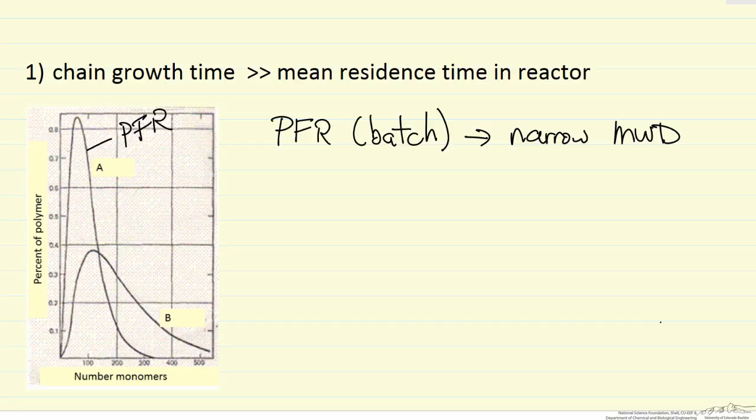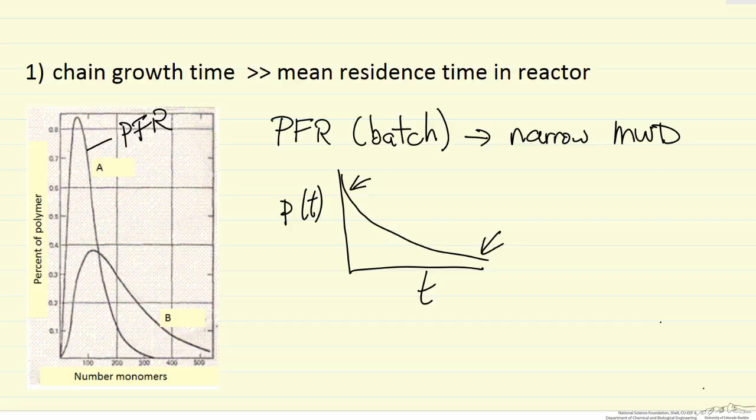CSTR, on the other hand, has a very broad molecular weight distribution. The distribution as a function of time is an exponential decay. Some molecules spend a very short time in the reactor. They can't make very long polymers. Some spend a very, very long time in the reactor. They make very long polymers. As a result, CSTR is going to give us the broader molecular weight distribution for the case the chain growth time is large. Let's look at the other extreme where the chain growth time is small.